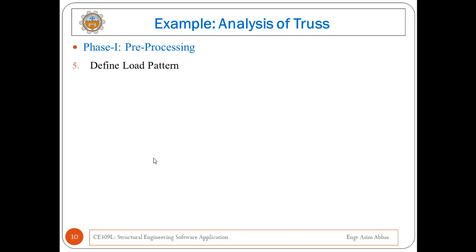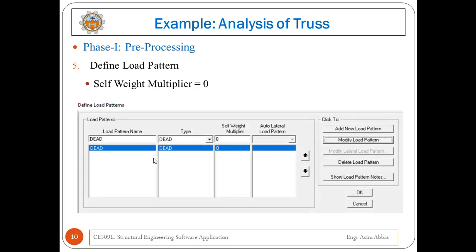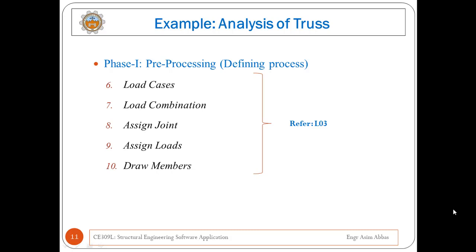Okay, step 5 is to define a load pattern. For a truss element, in the load pattern, put the self weight multiplier equal to 0 for dead load, because as per the assumption the truss element is weightless, so the self weight multiplier will be equal to 0. Okay, for steps 6 to 10 in phase 1, kindly refer to lecture number 3.